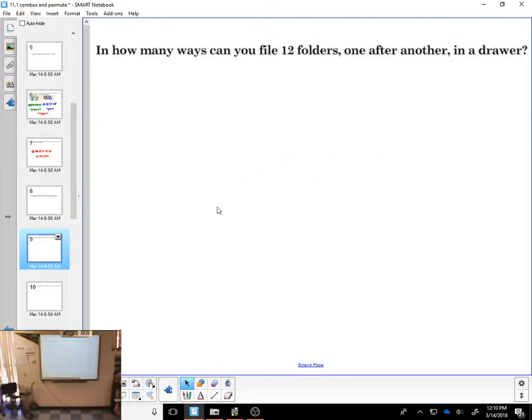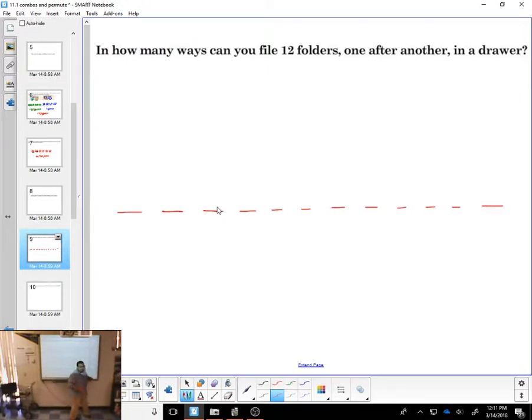Okay, now, let me ask you this question. I've got 12 folders. I need to file them. How many different ways can I file them? 144 ways. You got 12 folders. Well, it's 12. Why would it be 12 factorial? Because once you have them, you can't duplicate it.